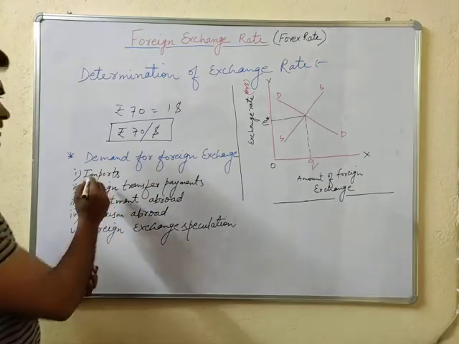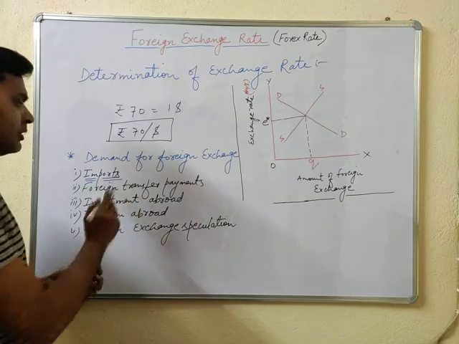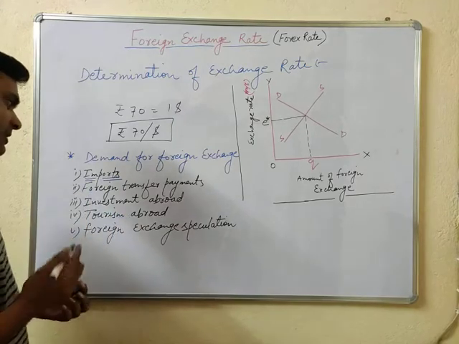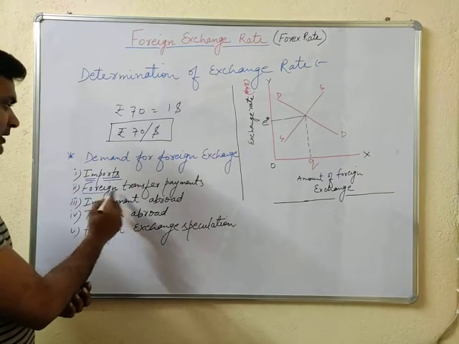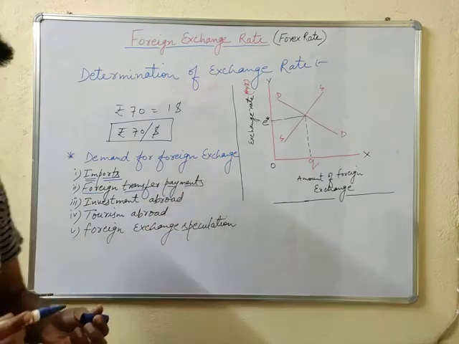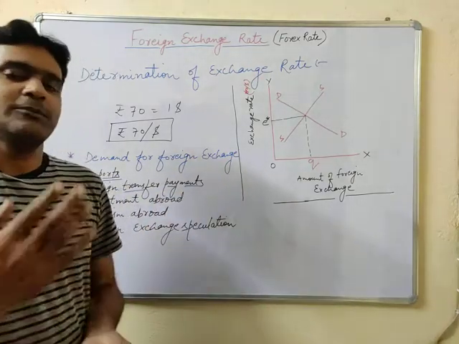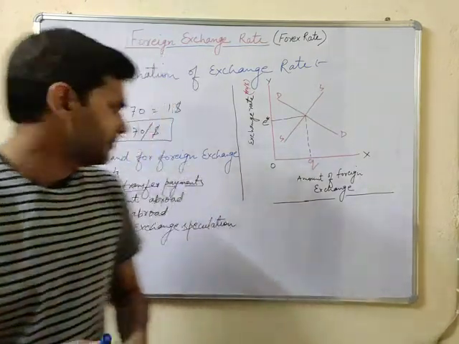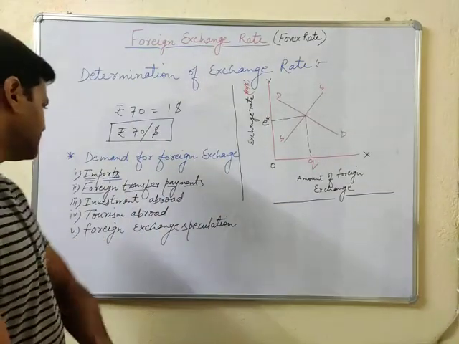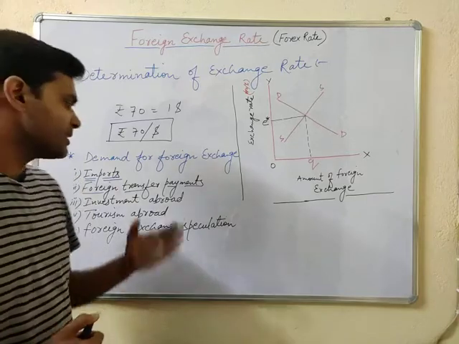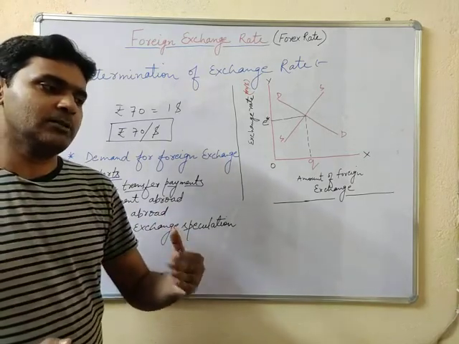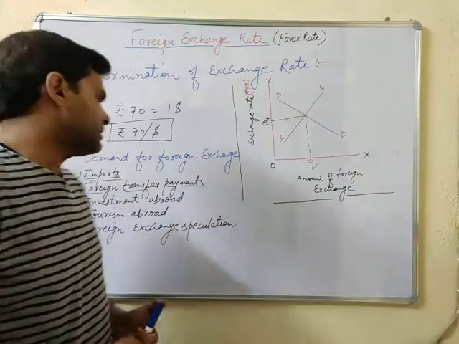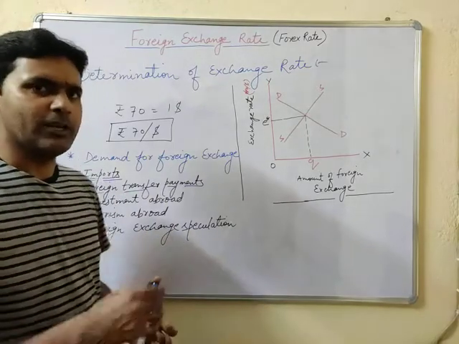For example, the importers need foreign exchange to buy foreign goods or commodities in the international market. Now second one is foreign transfer payments. Transfer payments, or what are called unilateral transfers, are in the form of gifts, grants, donations, remittance, etc. These are the components of transfer payments. If the nationals are making these transfer payments towards the foreigners, then they require foreign exchange.